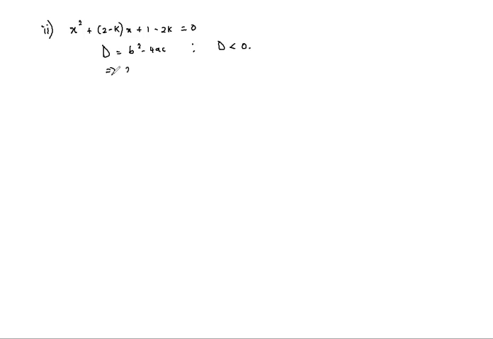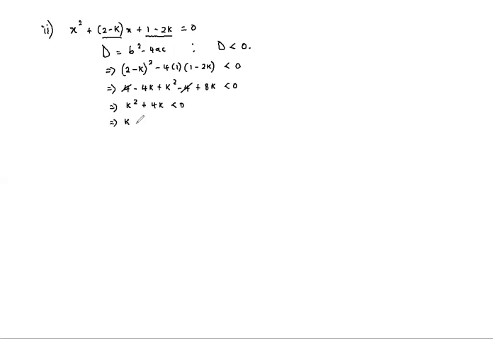The d here is b, which is 2 minus k, the coefficient of x, squared, minus 4 times a, the coefficient of x squared, which is 1, times c, the constant without the variable, 1 minus 2k. You want this to be less than 0. So first you expand: 4 minus 4k plus k squared minus 4 plus 8k is less than 0. Then k squared plus 4k is less than 0 because the 4 and the 4 cancel. Then you have k times k plus 4 less than 0.